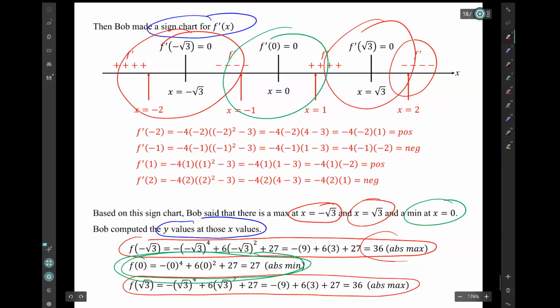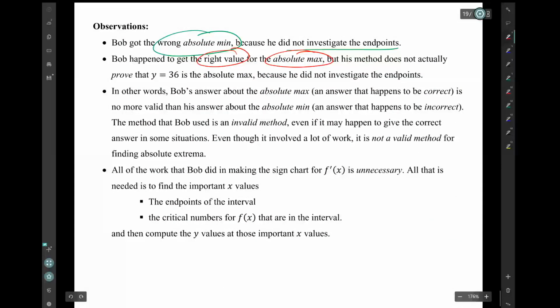Look, Bob got the absolute max of 36. It happens to happen at one of the critical numbers. But his method does not actually prove that 36 is the absolute max because he did not investigate the endpoints. So in other words, Bob's answer about the absolute max, that answer that happens to be correct, is no more valid than his answer about the absolute min, an answer that happens to be incorrect. That is, the method that he used is an invalid method, even if it may happen to give the correct answer in some situations. So even though it involved a lot of work, it's not a valid method.